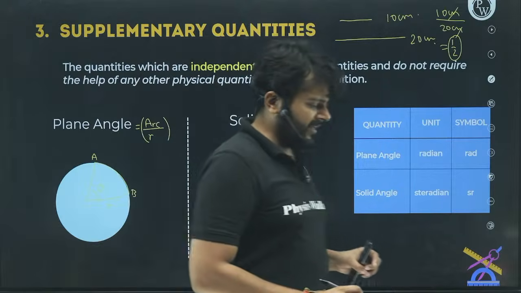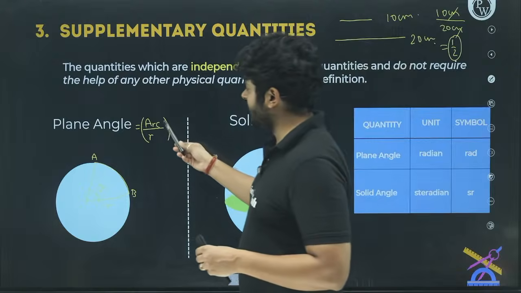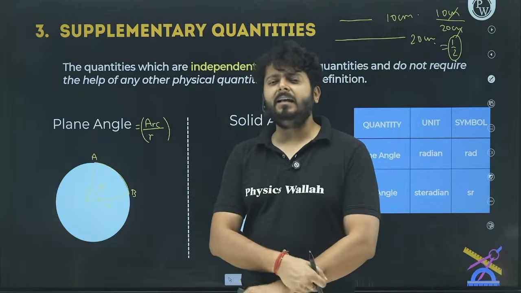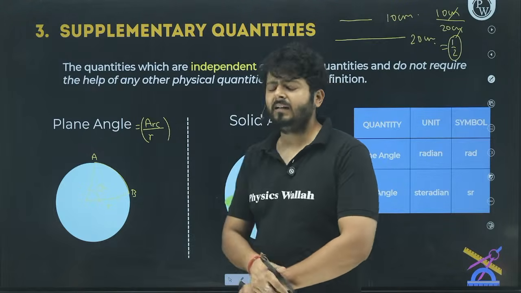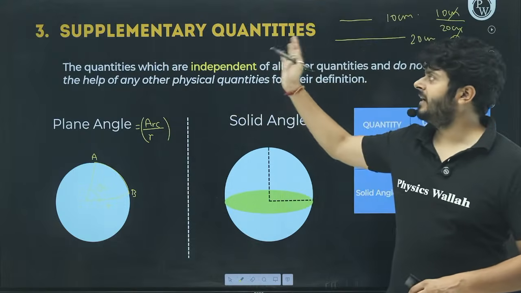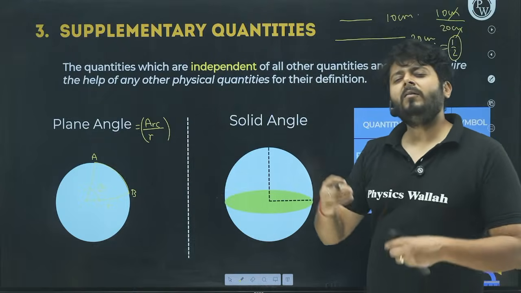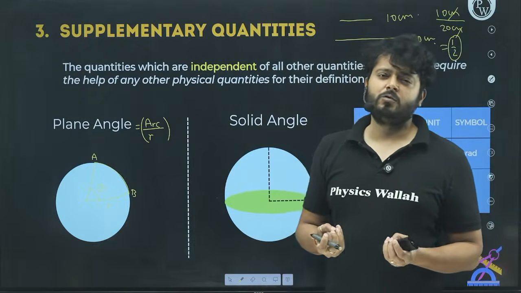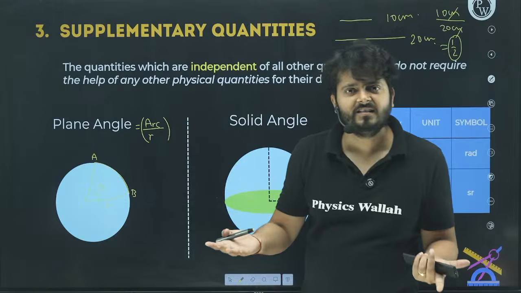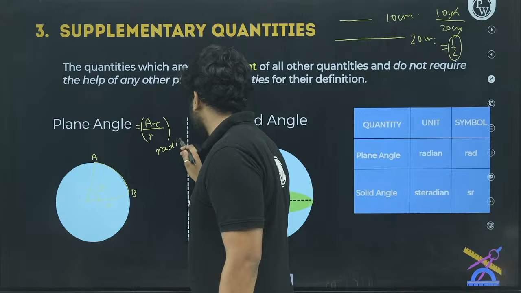Now, sir, you said that the ratio has no units, but when we measure the plane angle, it is a ratio of length upon length, so ideally it should not have any unit. This is why it is in a different category called supplementary quantity. It should be unitless, but we give this ratio a unit, so that every time we have something to say. What is the angle? 10. What is that 10? So we call that ratio with a unit called radians, right?